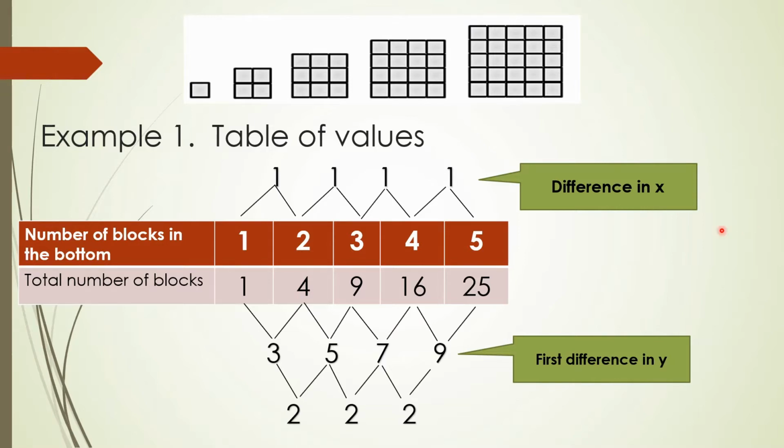Our second difference is 2. So 3 become 5, the difference is 2. 5 becomes 7, the difference is 2 also. 7 and 9, the difference is 2 also. So meaning the second difference in y is 2. Okay, if you have like that, the second difference is 2, we are going to say that this table of values is an example of quadratic function. Remember that. If the second difference in y is 2, meaning your equation or the table of values is called quadratic function.